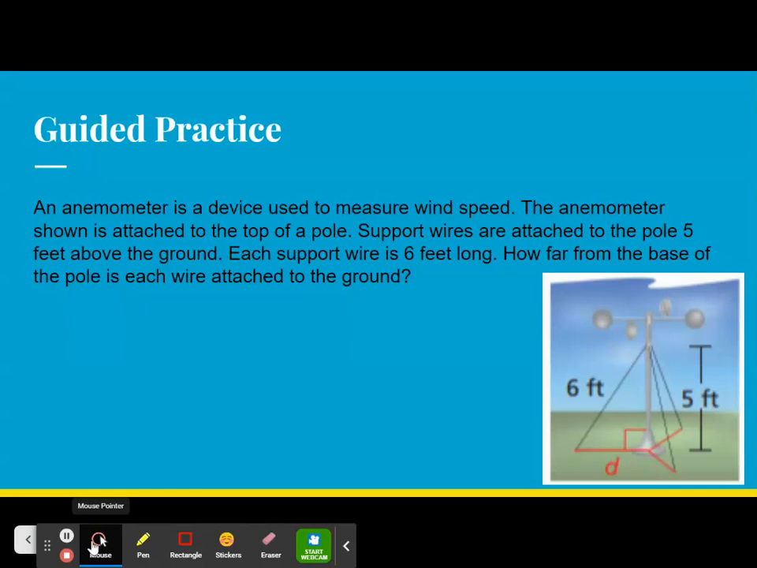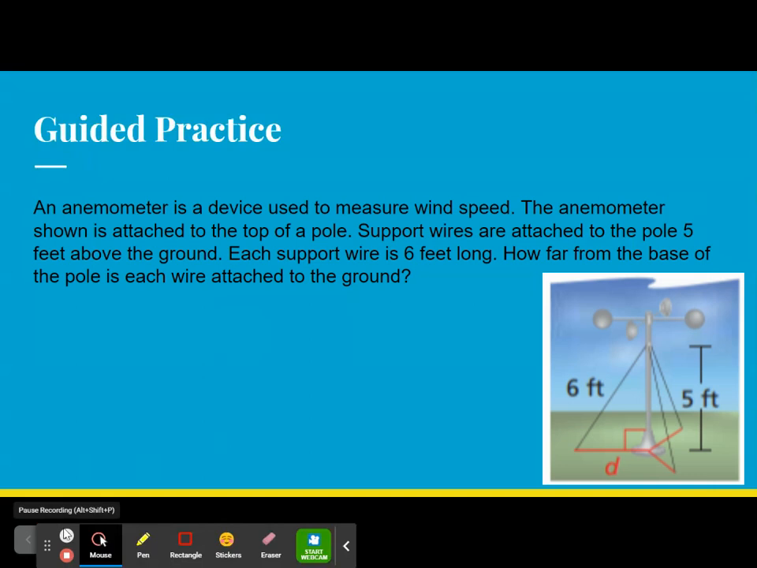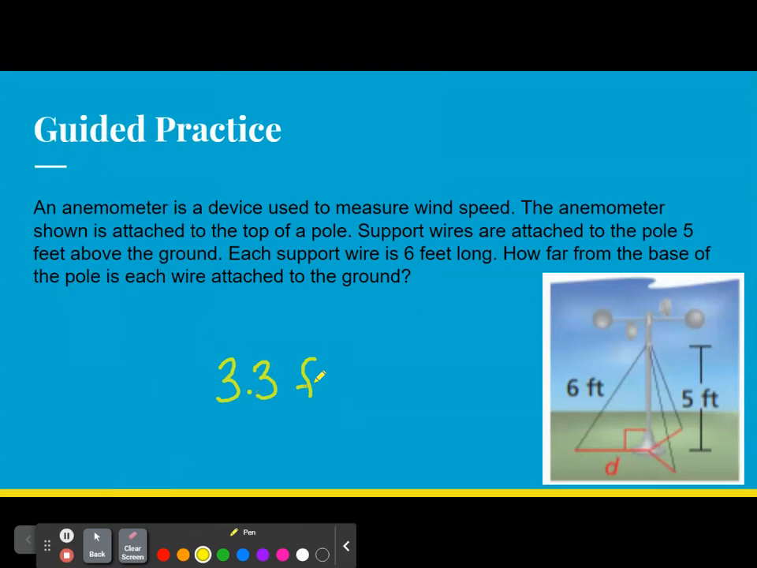Read it again. Have your attention, please. For D, the distance from the pole to where the wire is stuck in the ground, you should have gotten 3.3 feet. Also, don't forget your unit of measure, 3.3 feet. The other one was meters. The support beam, I should have put meters on that.